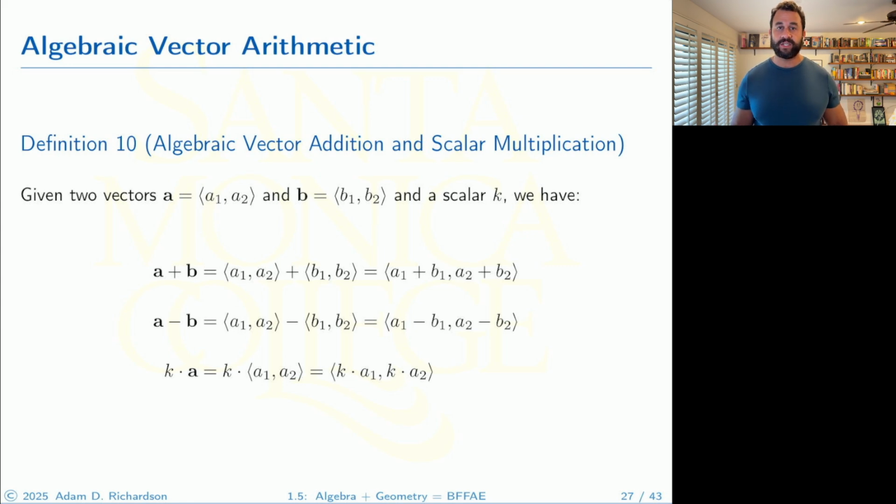If you're doing subtraction, same thing: A1 minus B1, A2 minus B2. Now, if you want to scale the vector, you do it component-wise also. We're going to scale it just like we did before, but it happens component-wise. So K times A, you scale A1 and you scale A2 to get KA1, KA2. So again, it's happening component-wise.